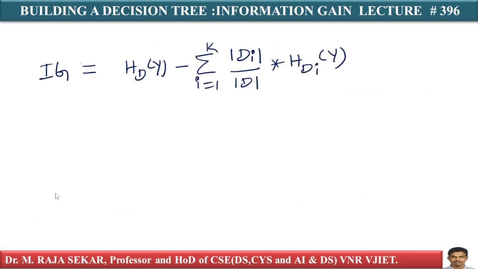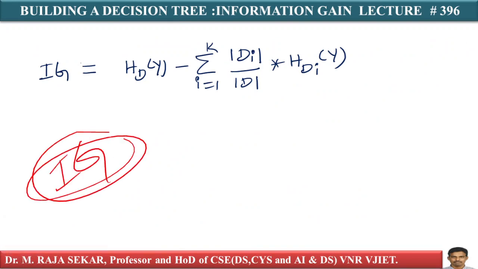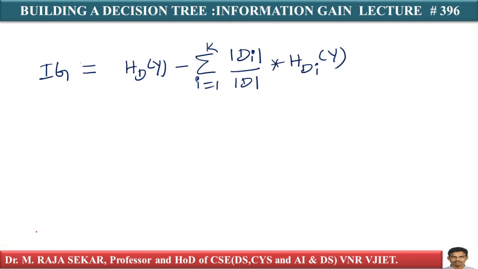Just go through this lecture. What it says: information gain, how will I write? IG. This is information gain. H of y at the root node D, minus the sum over i equal to 1 to n of |Di| by |D|, into its corresponding entropy. This information gain is simple and straightforward. Just go through this lecture.